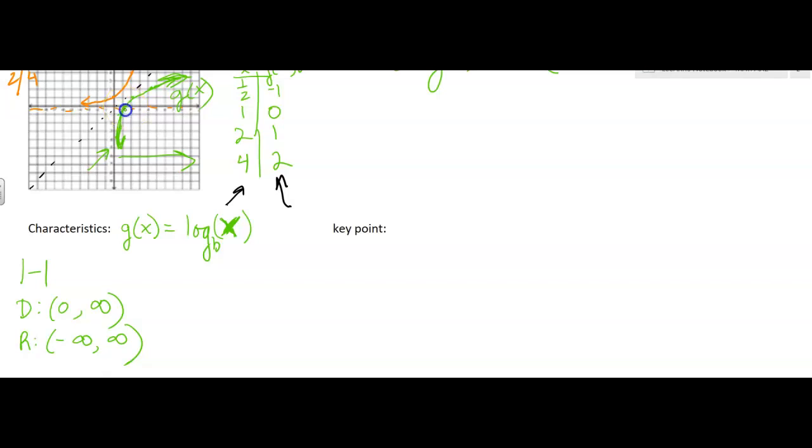So right here you have a point, it's an x-intercept. The x-intercept is going to be b, comma, I'm sorry, I did that wrong. It's going to be 1, 0. So think back to your y-intercept here. Your y-intercept was 0, 1. So your x-intercept for the logarithmic function is going to be 1, 0.